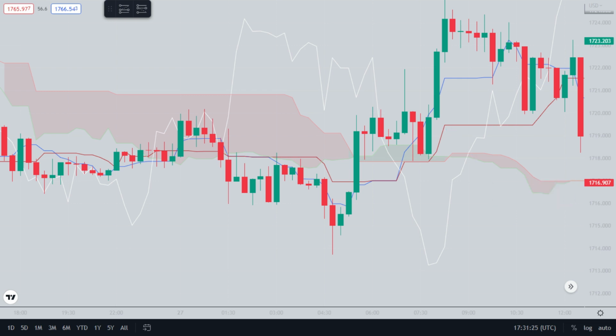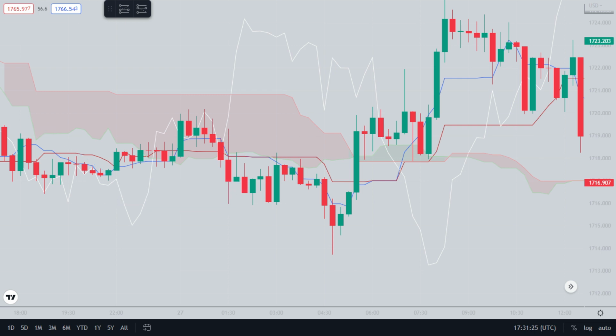26 periods. The fourth indicator is the leading span A. This line forms one of the boundaries of the cloud. This component is calculated by taking the average of the conversion line and the baseline, and is very unique in the sense that the results of its calculations are plotted 26 periods ahead. This means that today's span A line was actually plotted 26 days ago.